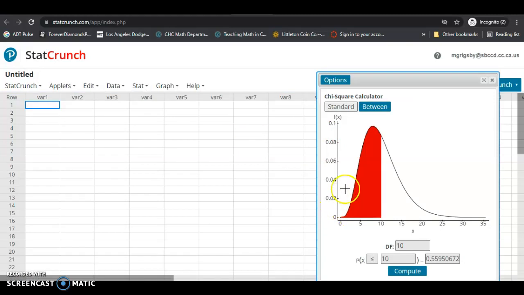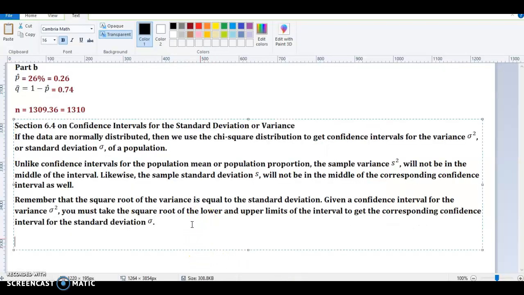The typical chi-square distribution looks like this. It's a lopsided curve with a peak toward the left and a long right tail. The shape of the curve changes based on the degrees of freedom. The degrees of freedom is equal to the sample size minus 1. In other words, df is equal to n minus 1, where n is the sample size.